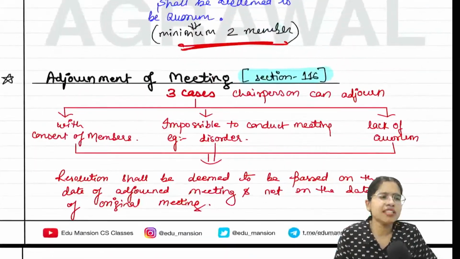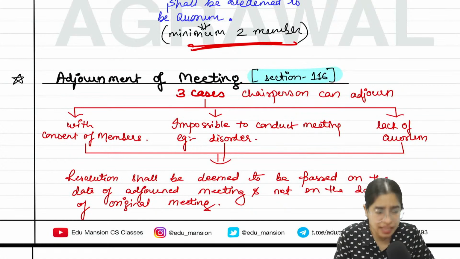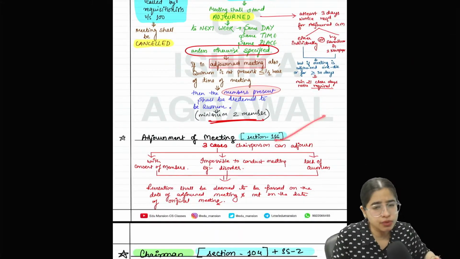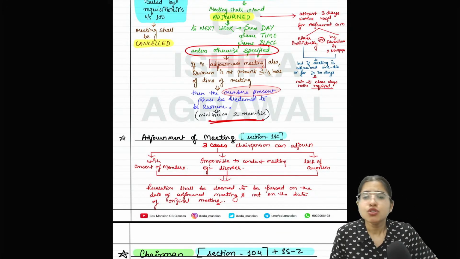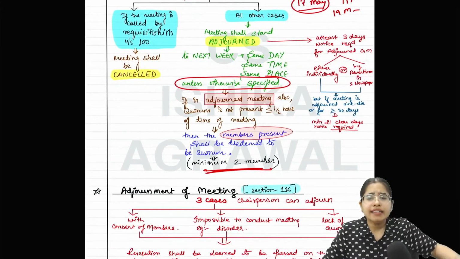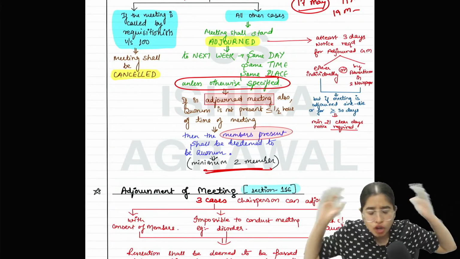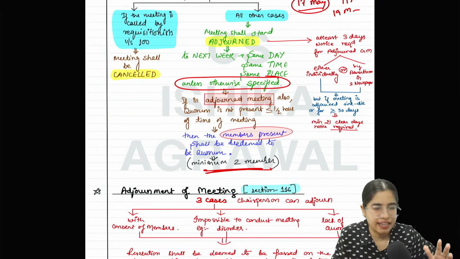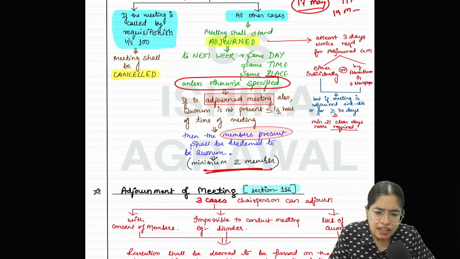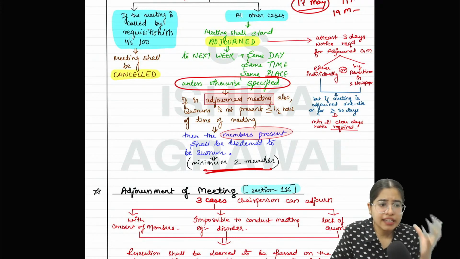Along with this, there is a concept of adjournment which is given in section 116. Since we studied about adjournment, that's why I am discussing section 116 together. You know a meeting can be adjourned if quorum is not present. So if quorum is not present, the meeting will be adjourned. But is that the only case when a meeting can be adjourned?